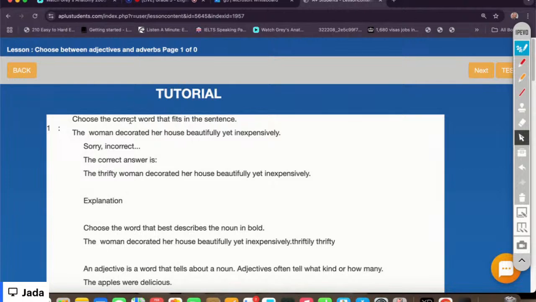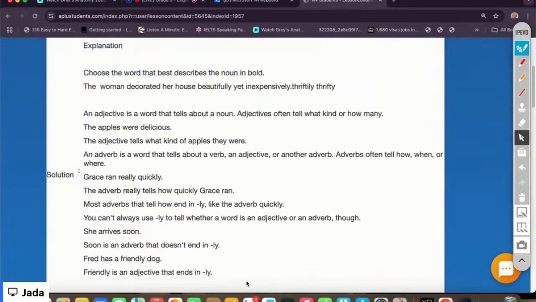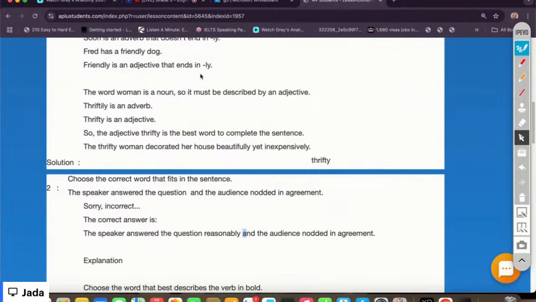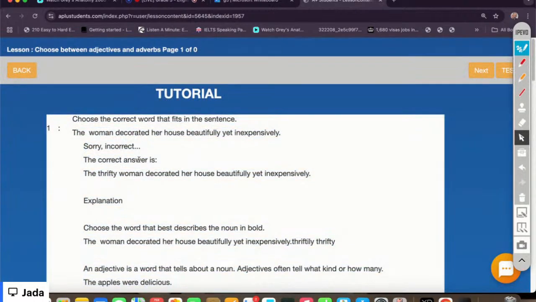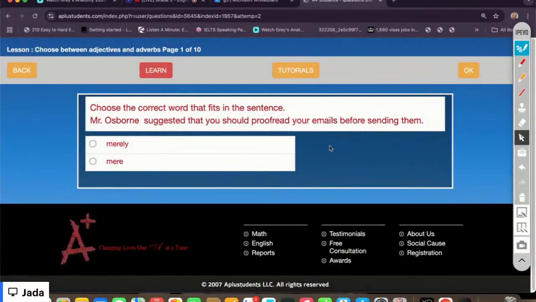So this lesson is to choose between adjectives and adverbs. Choose the correct word that fits in the sentence. The woman decorated her house beautifully yet inexpensively. So what are we choosing? Okay, let's just move on to the test and then we can select our answers. All right, so we have: choose the correct word that fits the sentence.